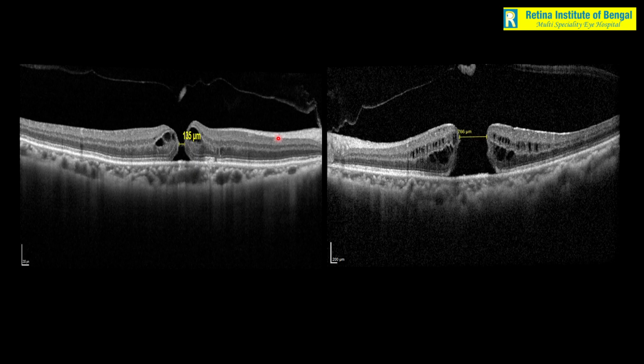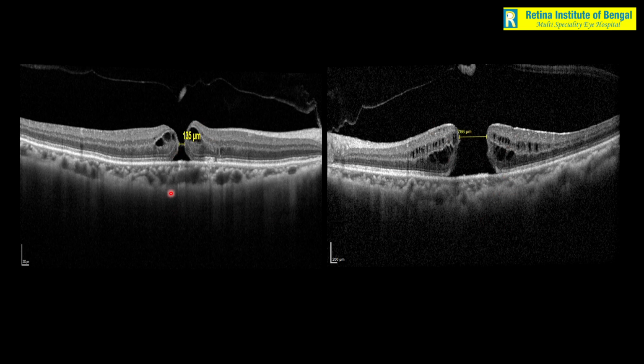Now here are two cases. In both these cases we can see the vitreous and we can see it is separated from the retina, but it is attached to the optic nerve head. You can see here it is attached to the optic nerve head, in this eye also. So these are two stage 3 macular holes. One is only 135 micron big, the other is 766 micron big.